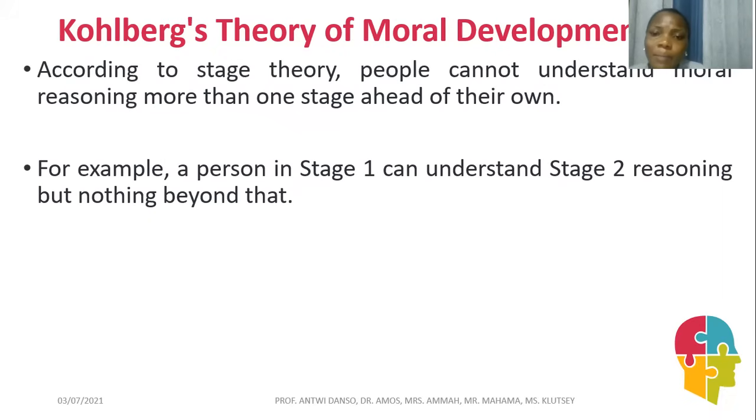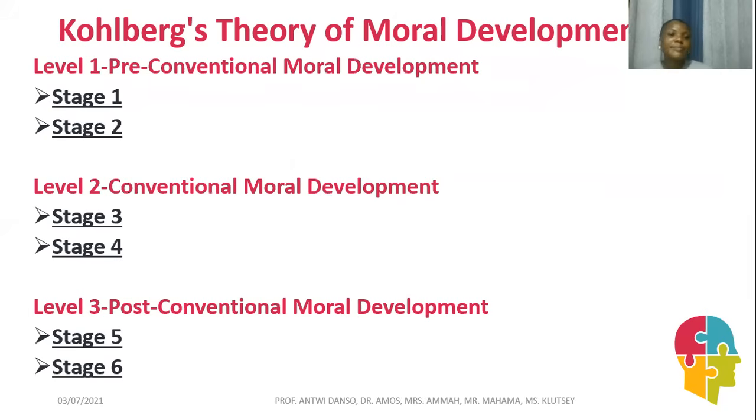According to Kohlberg, people cannot understand moral reasoning more than one stage ahead of their own. So, for example, a person in stage 1 understands stage 2 reasoning, but nothing beyond it. That is it. So you move from one stage to the other and then to the other. So, these are the stages.